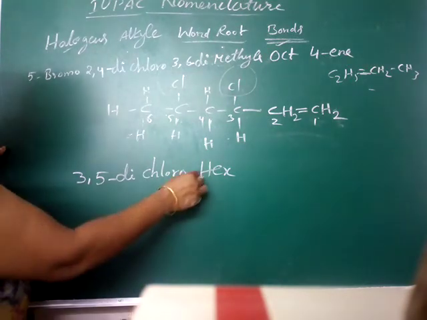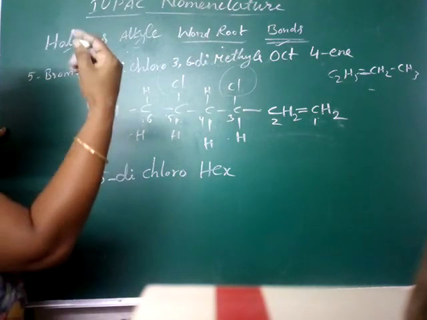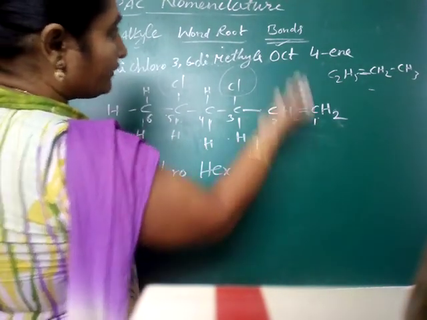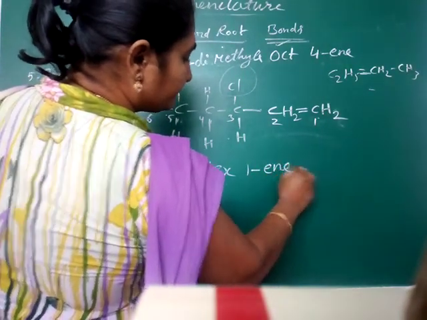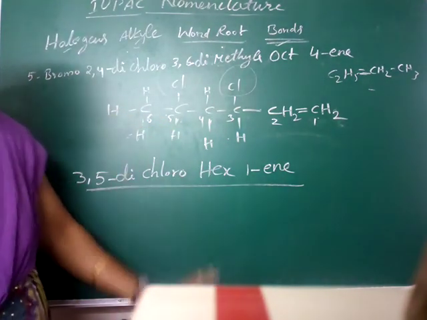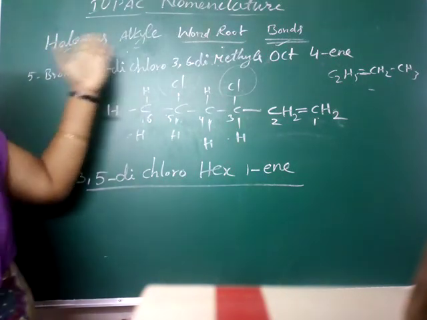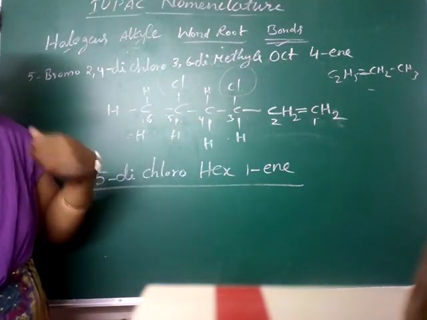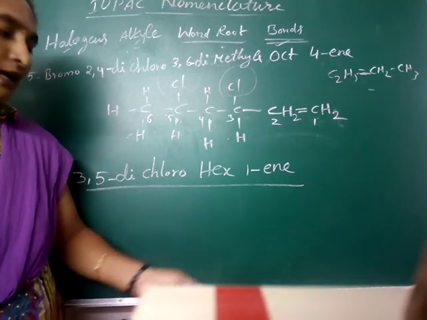If there is any alkyl group in this? No, there is no alkyl group. That's why you leave it. Then after you write the word root. Then after, if there are any bonds, yes, there are bonds. That is 1-ene. This is the name of the carbon compound which I gave on the board. Okay, do you understand this one? Among these halogens, alkyl, word root, bonds and functional group, whichever are present, you write that name. Otherwise, you leave it. Very simply you can write the names of organic compounds.